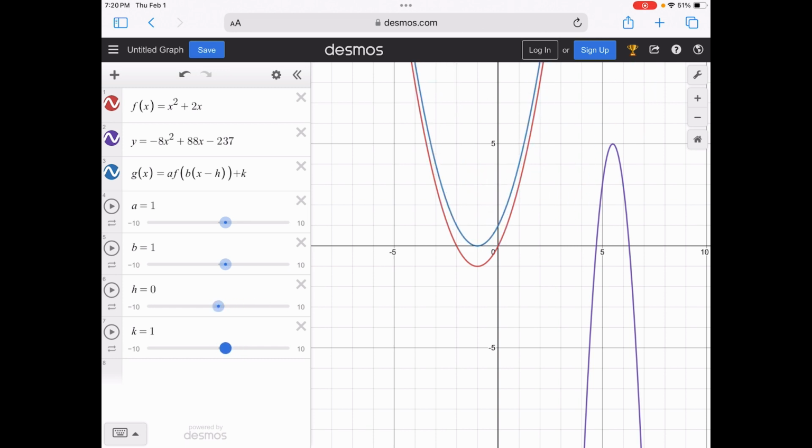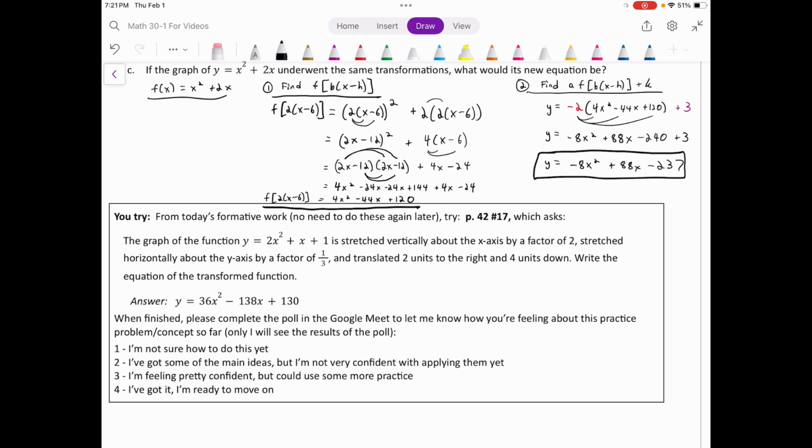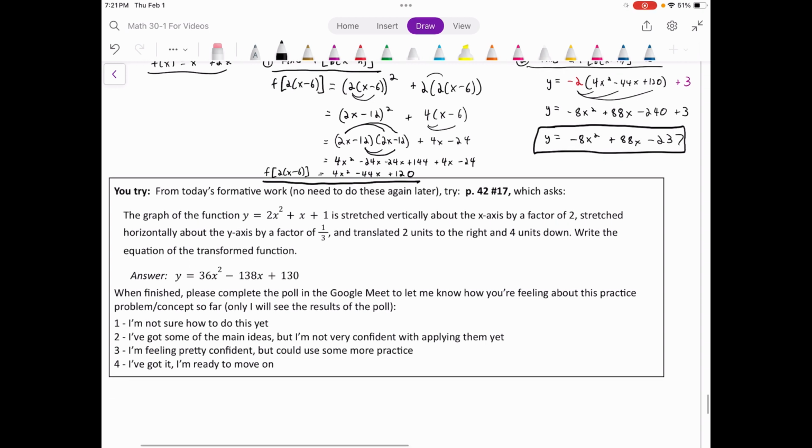Okay, one more time because it's very satisfying. Let's just watch it again. A -2, B +2, H +6, and then K +3. Right? Pretty neat. So go ahead. We are done the examples there. That's it for the notes and the worked examples.